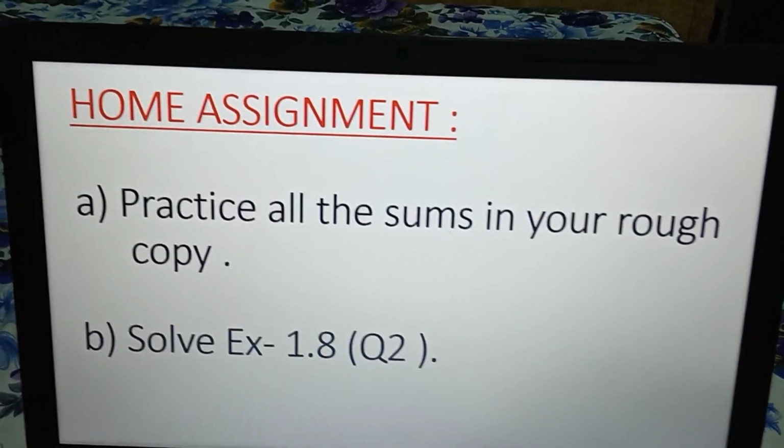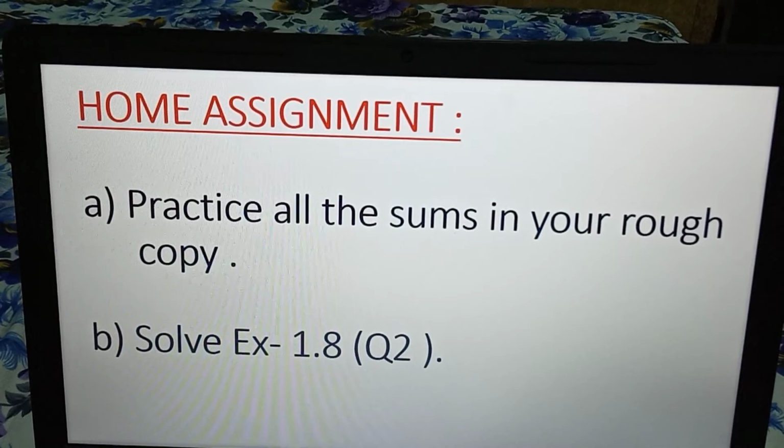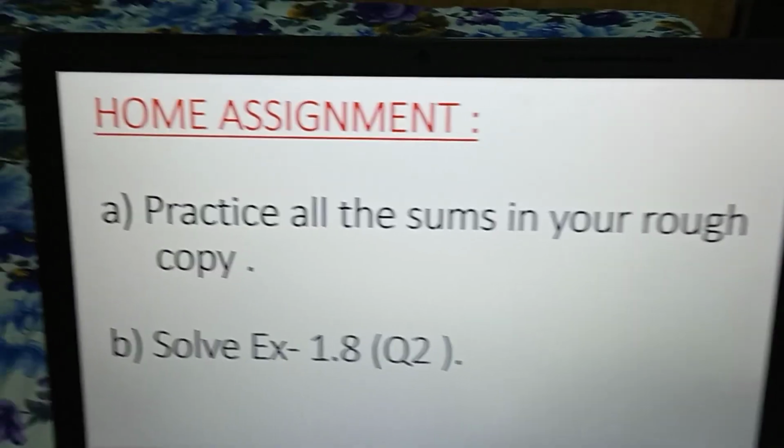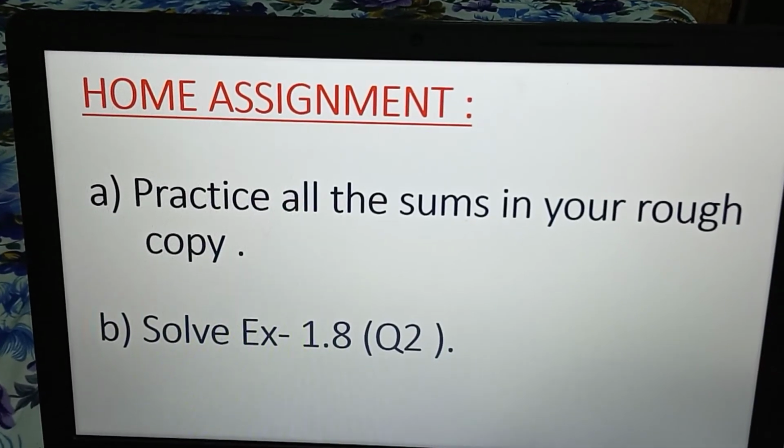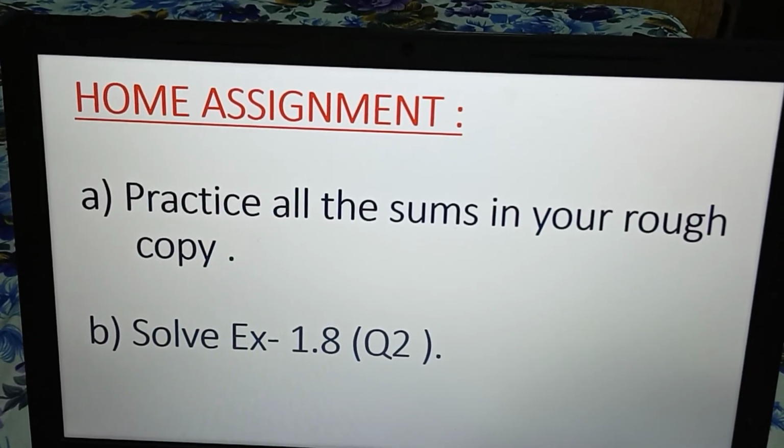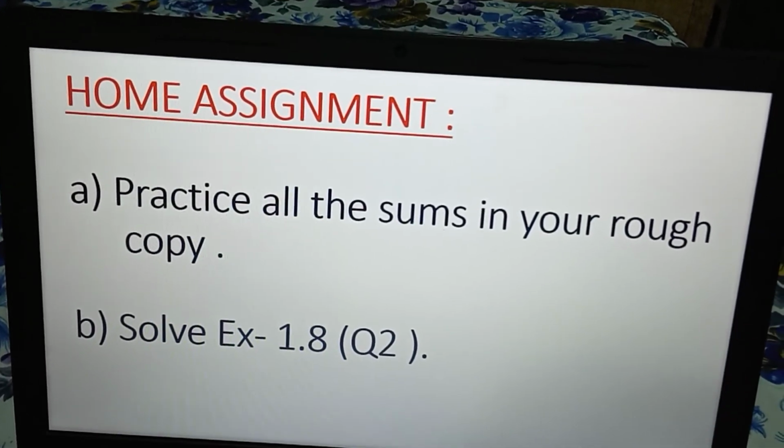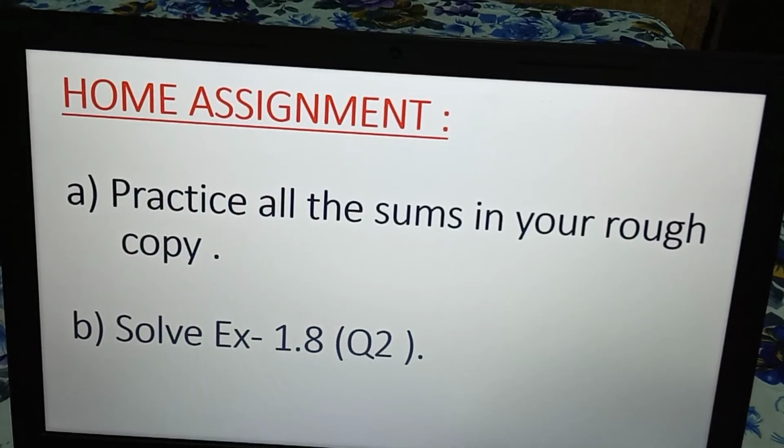I hope you are doing all your assignments properly in your notebook and always practice the sums. I will be sending you the last home assignment answers and I will send you this question number 2 also.